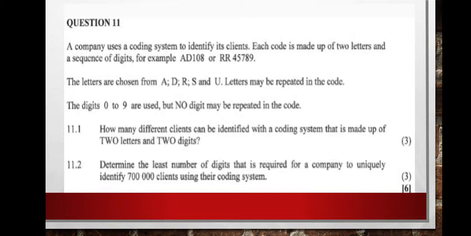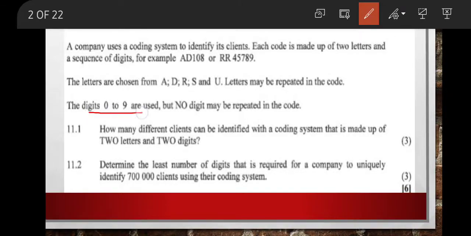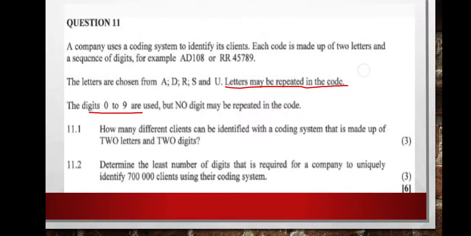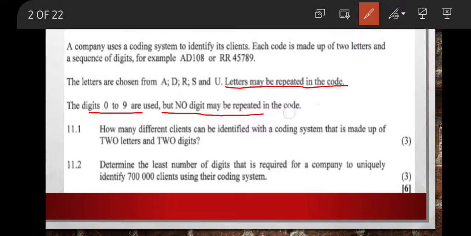The digits 0 to 9 are used. So how many digits do we have if we are using 0 to 9? It's 10 digits, right? Don't be confused. 10 digits. But no digits may be repeated in the code, right? So the letters, yes, they may be repeated, but then not with the digits. The digits may not be repeated.